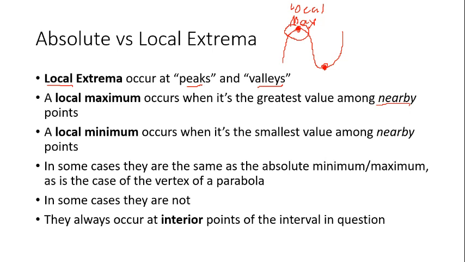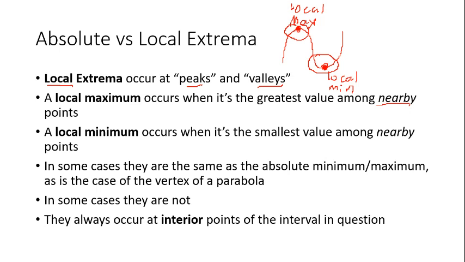Now, a local minimum, which is what this is down here, occurs when it is the smallest y-coordinate among all of the points that are immediately nearby. So, if you take a look at this little graph here at this local minimum, it is the point that is lower than all of the points that are immediately nearby, so that is a local minimum.